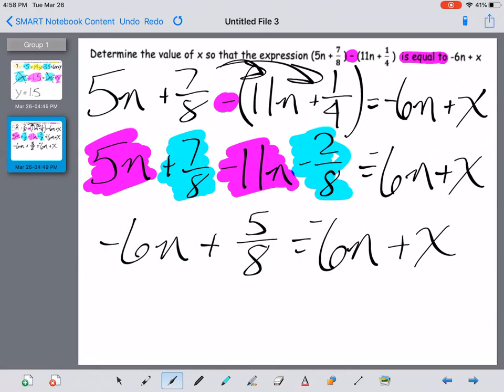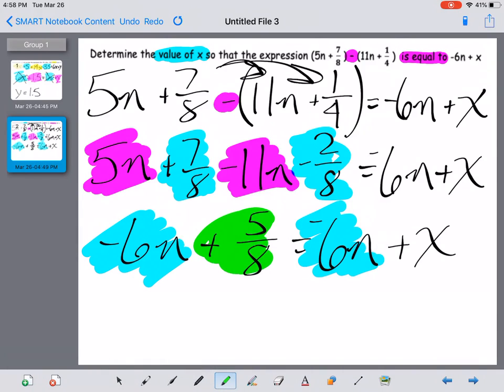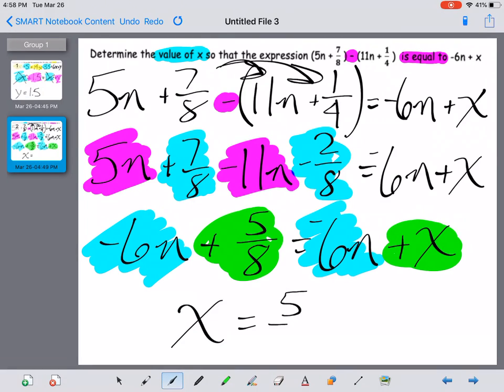And now, what do I notice about the values on these sides? I'm trying to find the value of x, right? Determine the value of x. Well, I've got negative 6n on one side, and I have negative 6n on the other side. And that means with only 5/8 left, positive 5/8, that has to be what the value of x is going to be. All right, so x equals 5/8.